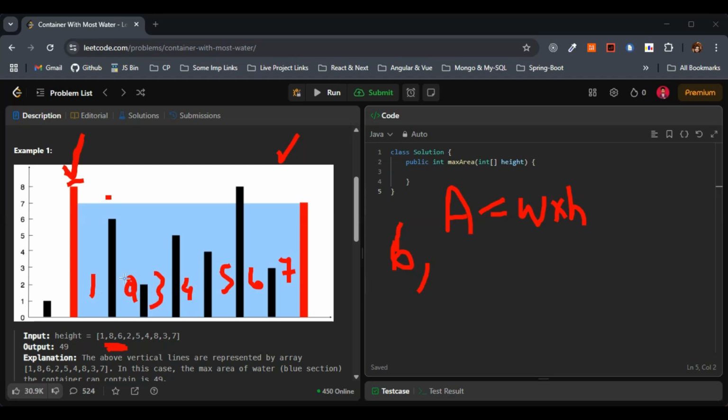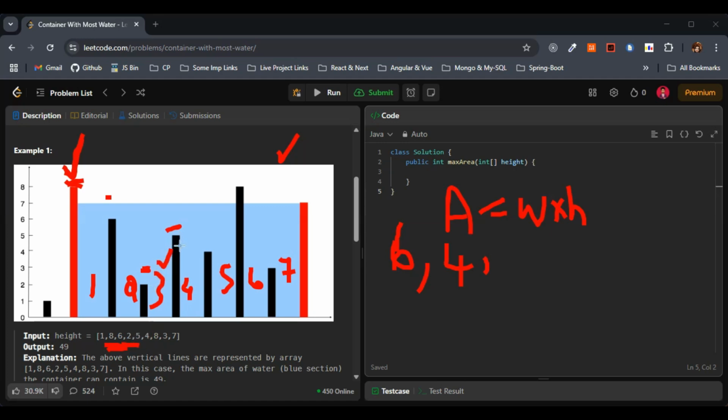For the second one, we go with this one and this one. Here we have height 2 and width 2. 2 into 2 is nothing but 4. For the third one we have 5, and the width is 3.